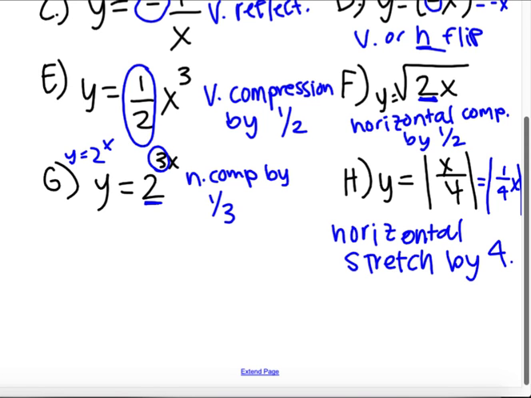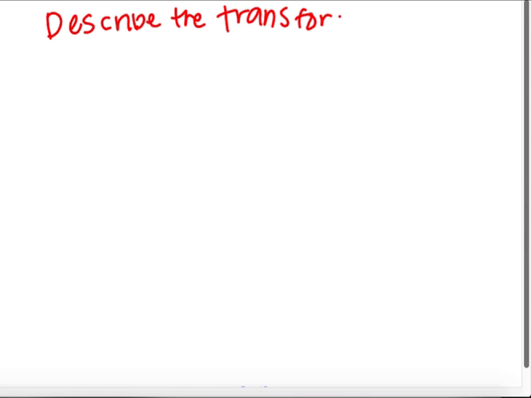So hopefully that kind of gives you a couple examples of stretching and compressing and reflections. I think that the shifts are really easy to see when they're inside or outside your function, so maybe we'll do a couple of graphing ones for that. Well, yeah, let's just keep doing this. So describe the transformations. We'll do a couple of these. So describe the transformations. I'm not actually going to graph it yet.